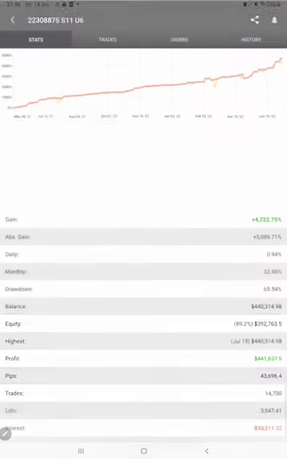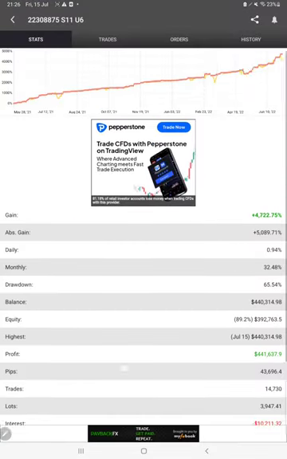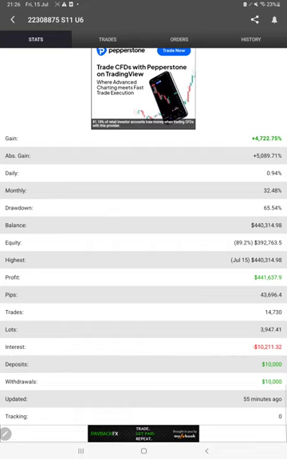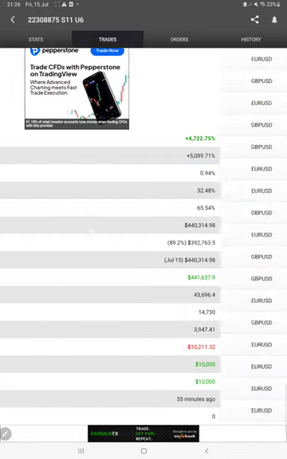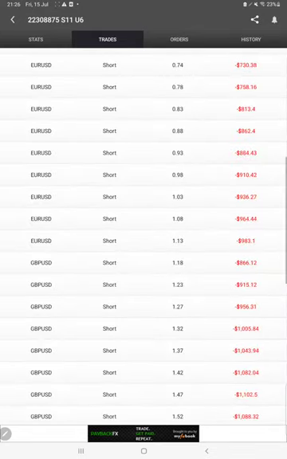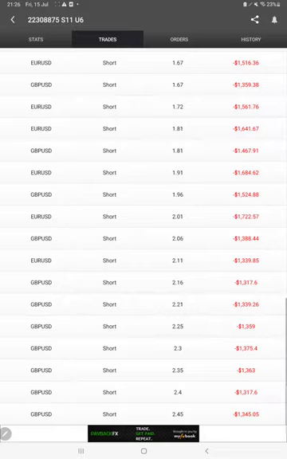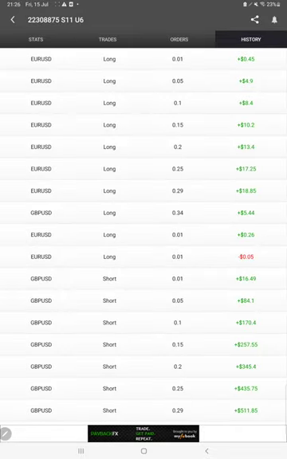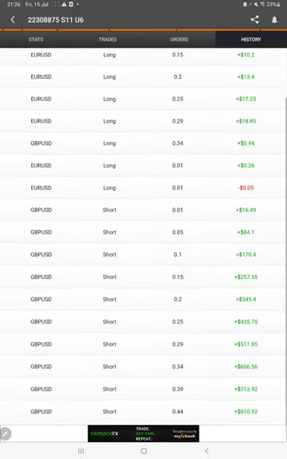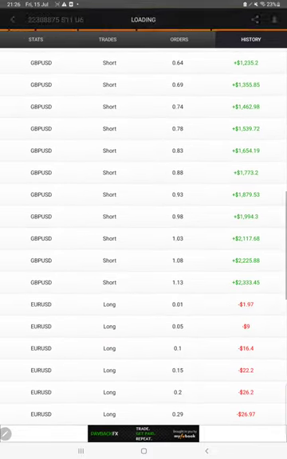Also we can check all the statistics from MyFXBook. It is connected with MyFXBook as well. Total percentage of gain, absolute gain, daily return, monthly return, drawdown, equity, and it was updated only 55 minutes ago. We can also see the live open trades here, and we can verify the pending orders. We can also see the history, how much profit and loss we have booked. So all these details are available.